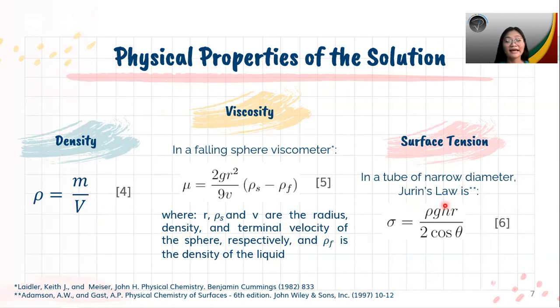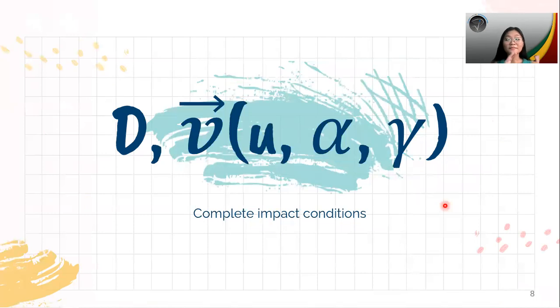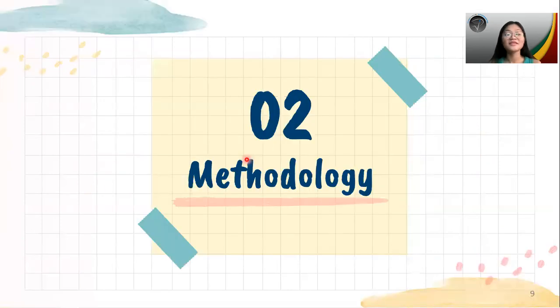Now, this law states that the maximum height of a liquid in a capillary tube is inversely proportional to the radius of that tube. Now, the drop diameter d and the impact velocity given by its magnitude, the impact angle alpha, and the directional angle gamma express the complete impact conditions needed to reconstruct the trajectory of the drop that produced the stain. Once we have the complete impact conditions, it can be used in future studies to find the origin of the drop. Now, how did we obtain these impact conditions in the study? We will discuss this in the methodology.